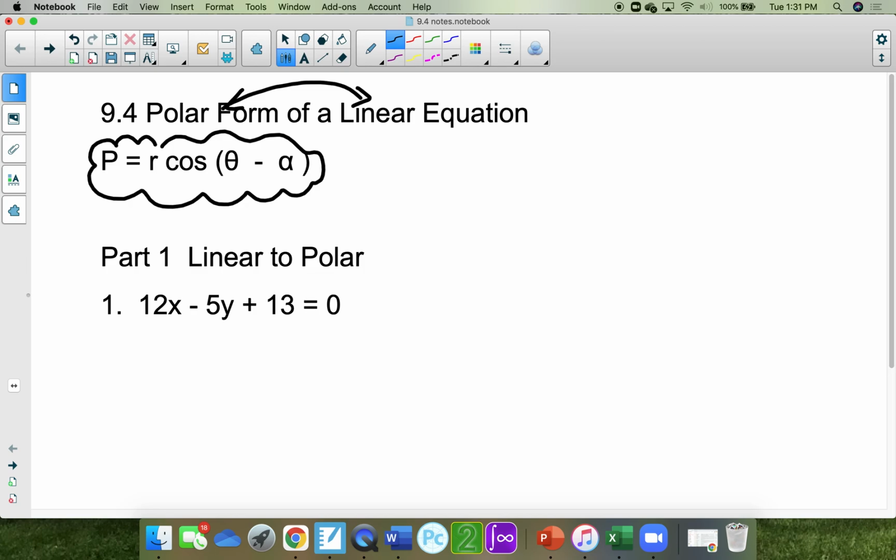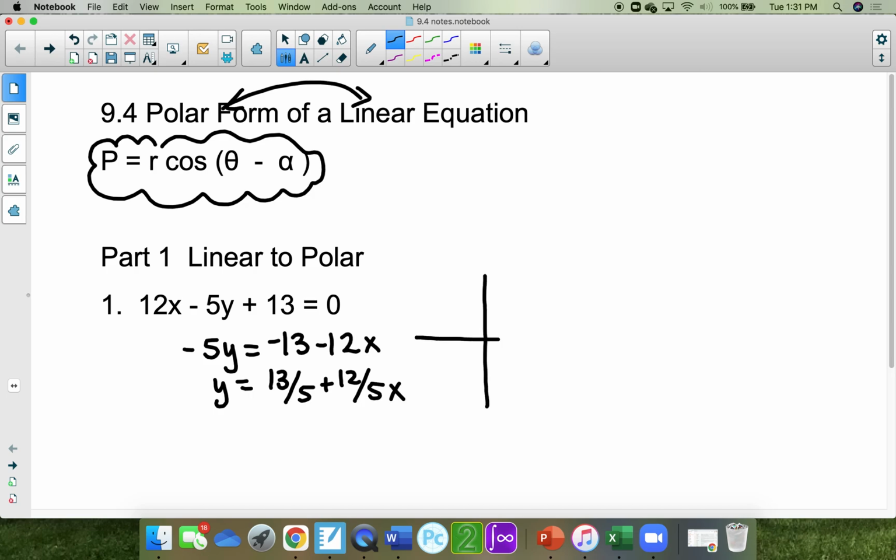Okay, the first thing you're going to do is get y alone in this problem, and divide by -5. And I'm going to come over here and graph it. So I put my first dot at 13.5. And I'm going to go up 12 and over 5. And it looks something like this for this line.